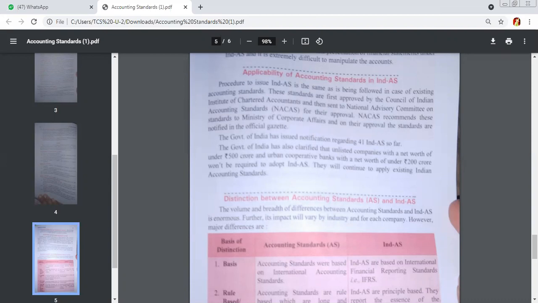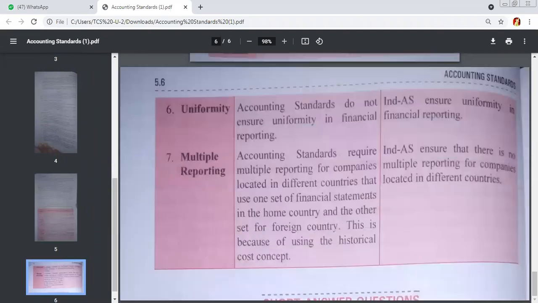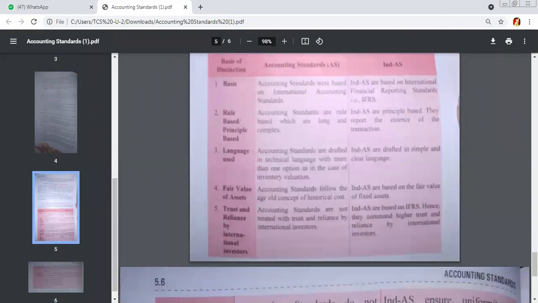What are the differences between the existing accounting standards and Indian accounting standards? Here the differences are given to you in the form of a table. Let's see what the difference is. Basis: accounting standards are based on international standards, while the Indian accounting standards are based on IFRS, meaning International Financial Reporting Standards. It is based on rules, long and complex, while the Indian are principle based. They report according to the essence of the transaction.